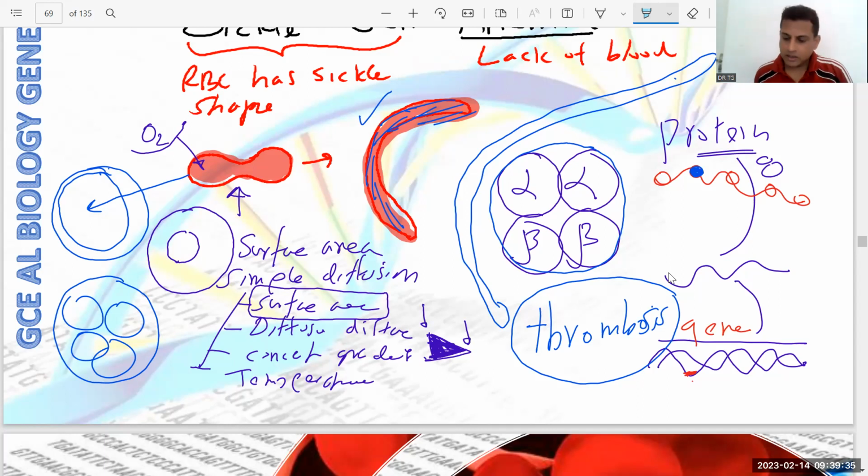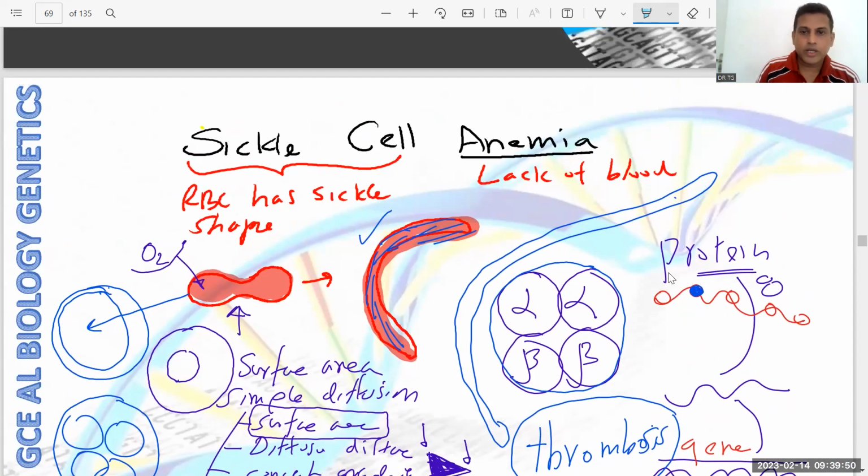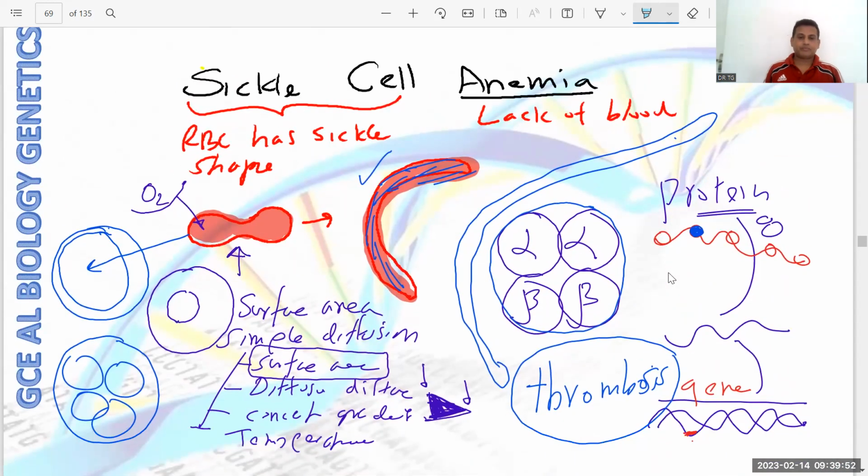So finally, a single gene can affect many places in the body. This is an example of pleiotropy. So any questions about this?